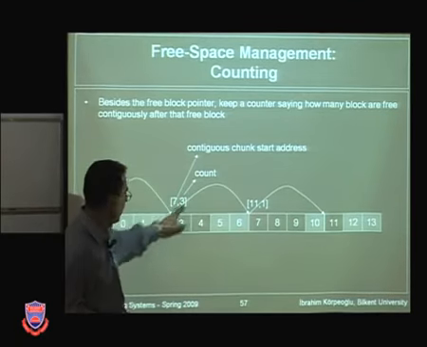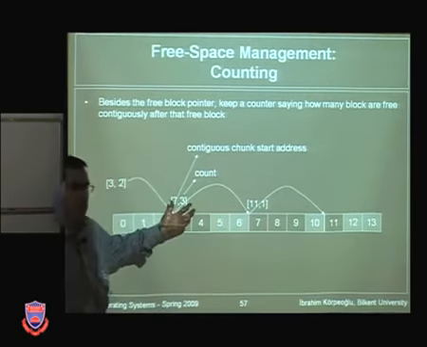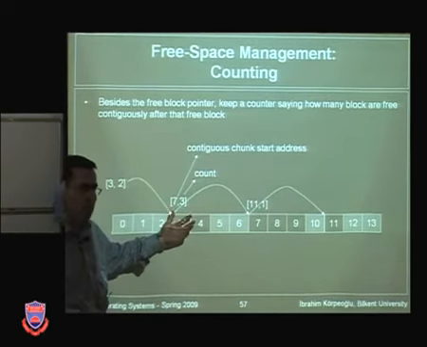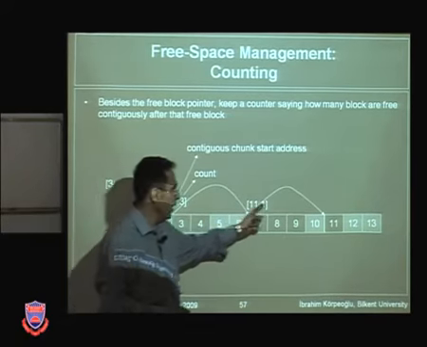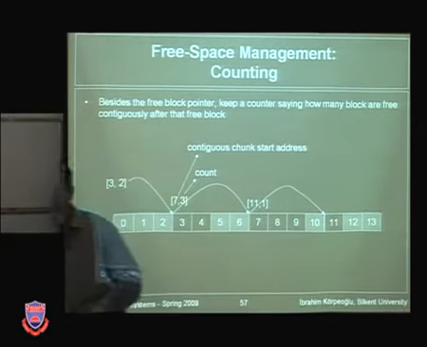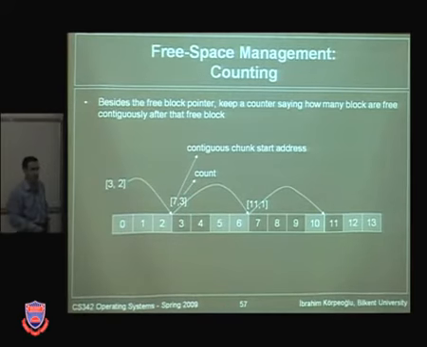In this way, I can again have pointers, but now the number of pointers that we will use is quite small compared to having a pointer to every free block, okay? So this is the counting method. Any questions about that?